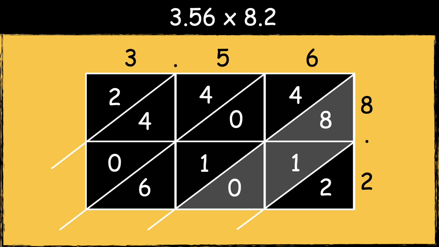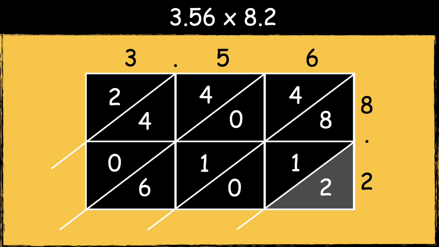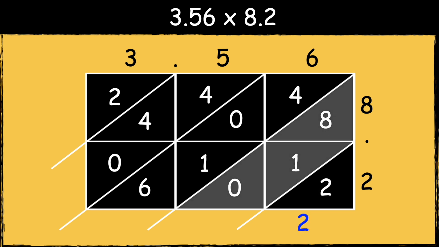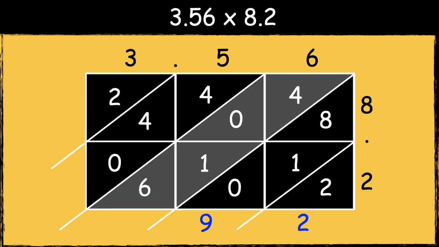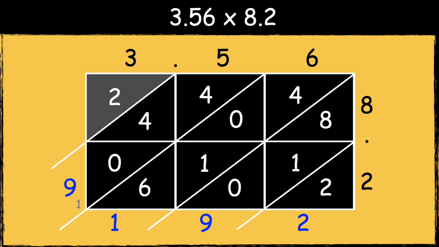The next step is to add along the diagonal strip, going from right to left. In the first section, we have 2. In the next section, we have 1 add 8, which is 9. In the next section, we have 6 add 1 add 4, which is 11. We can carry the extra 10 over to the next section. Then we have 4 add 1, which equals 9. And then in the final section, we have 2.